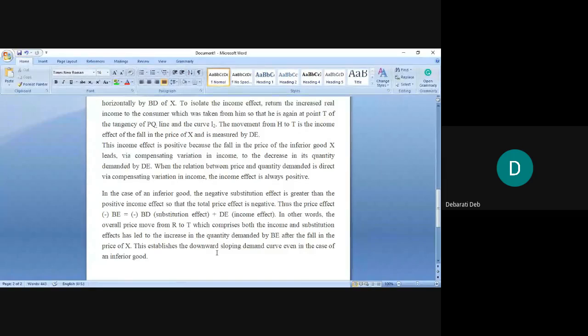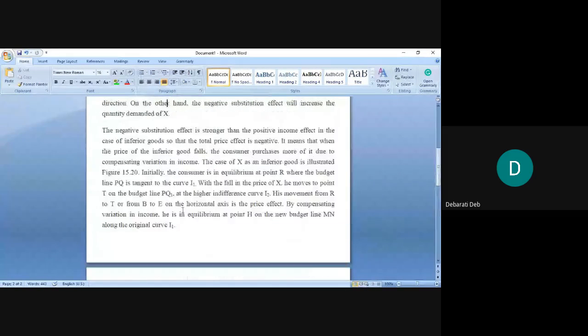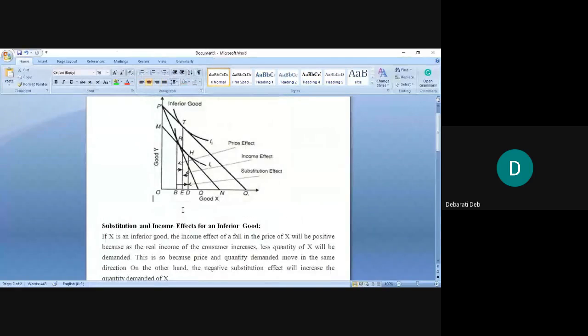This establishes the downward sloping demand curve in the case of an inferior good. Although this income effect is positive, with price increasing, demand decreasing, and price decreasing, demand increasing, still due to the role of the substitution effect, the overall price effect is going to be negative, and thus creating a downward sloping curve in the case of an inferior good as well. Understood?